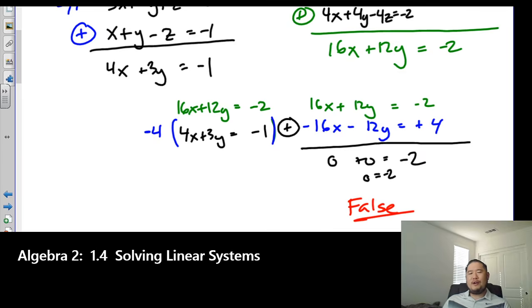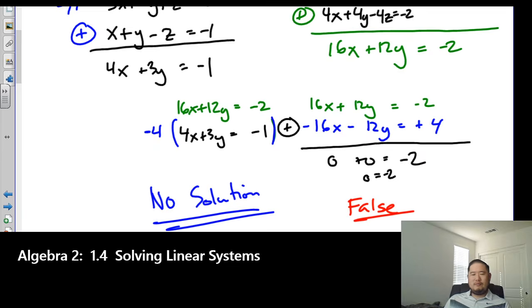If you remember, in the very first page of our notes that I had you write down, it says that if the statement happens to be false in any step, which it is right here, our solution is no solution because they do not intersect with each other. Okay? Tricky, right? You still do have to put some work in order to get the correct answer here.